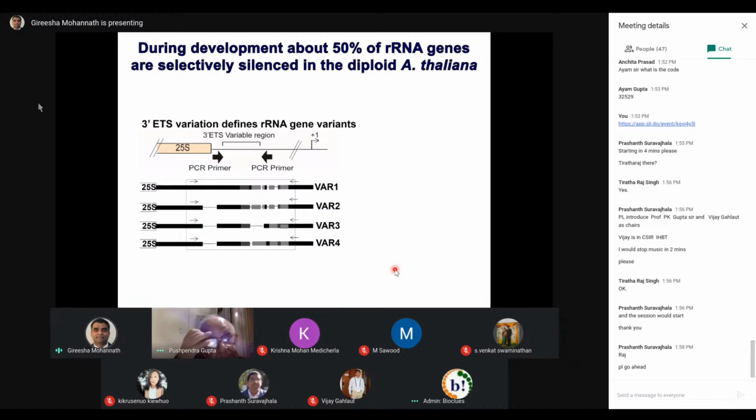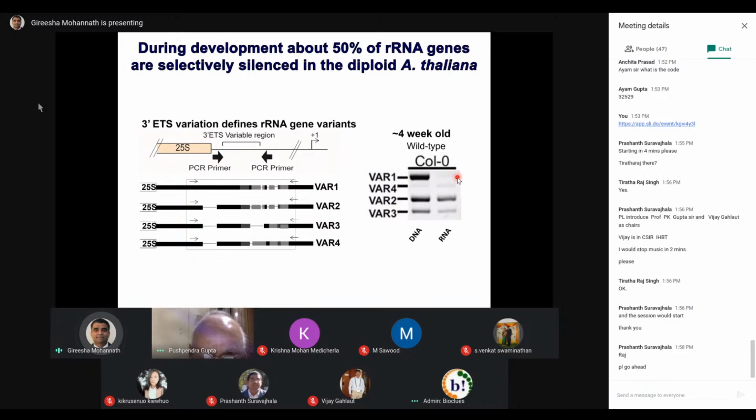Now when you look at these genes, they're all very conserved. And although eukaryotes may have lots of genes, only about 50% of them get expressed, and the remaining are selectively silenced. That was one of the questions we answered earlier. How do they get silenced? When we looked at these genes, they're pretty much conserved across the genic regions, but there's one particular region, the 3' ETS, externally transcribed sequence region. It is variable. If you design primers here and amplify, you will get 4 variants, of which only one is expressed. As you can see on the right side in the expression data, variant 1 is silenced. All these are based on length polymorphism.